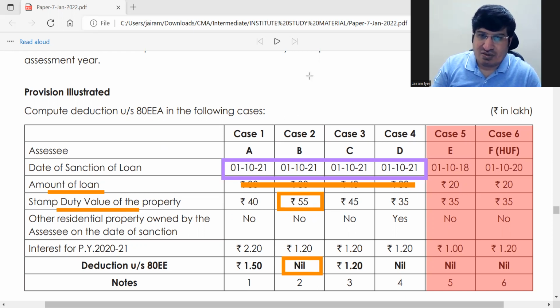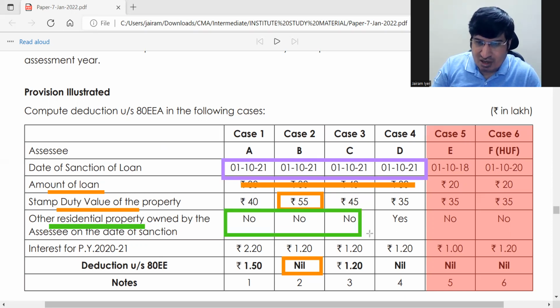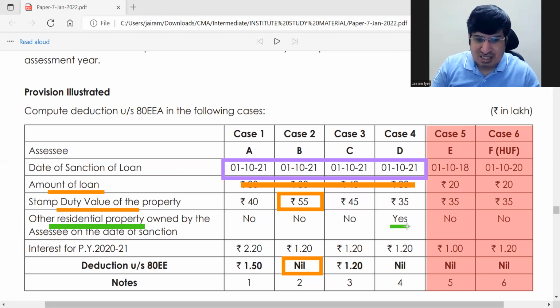Again we'll go back to the first one. The first one is fine, it's 40,000. And does he have another residential property on the date of sanction? No. All these are no. The last one is yes. So he has another house, which is why we know that this will be nil as well. This is also nil, this is also nil. Now what is remaining is A and C. So let us see A and C.